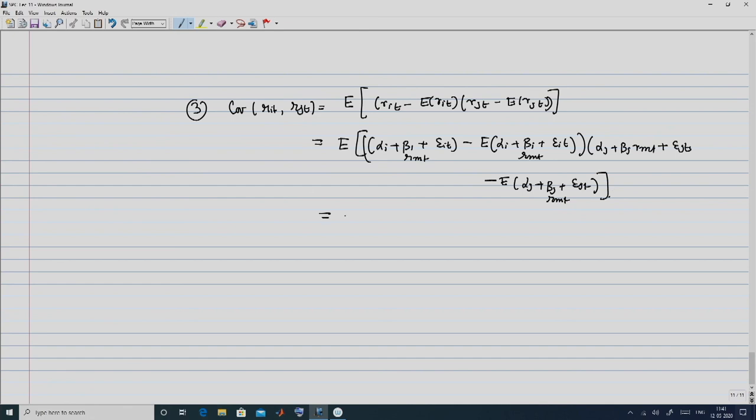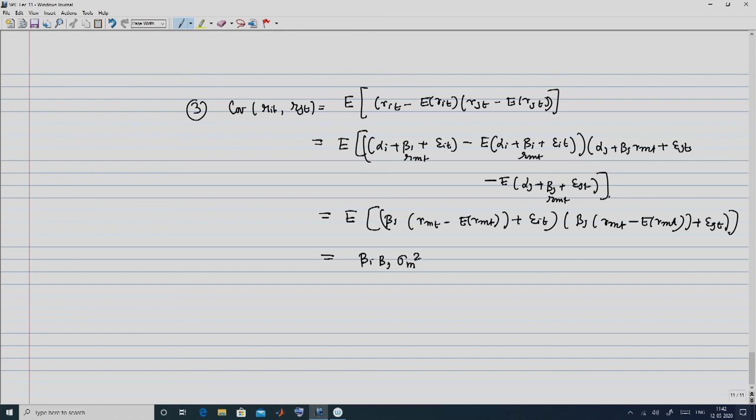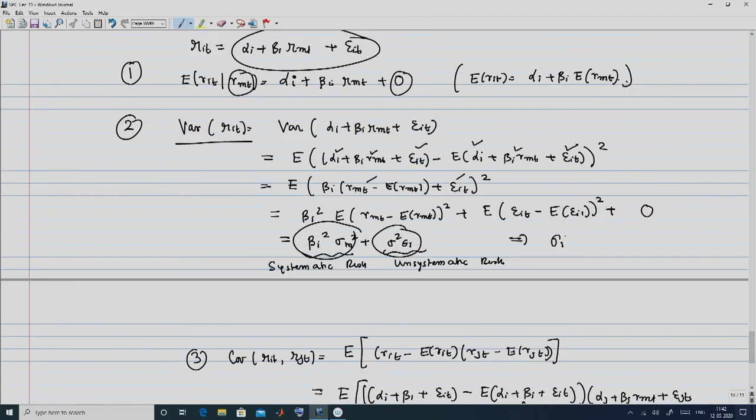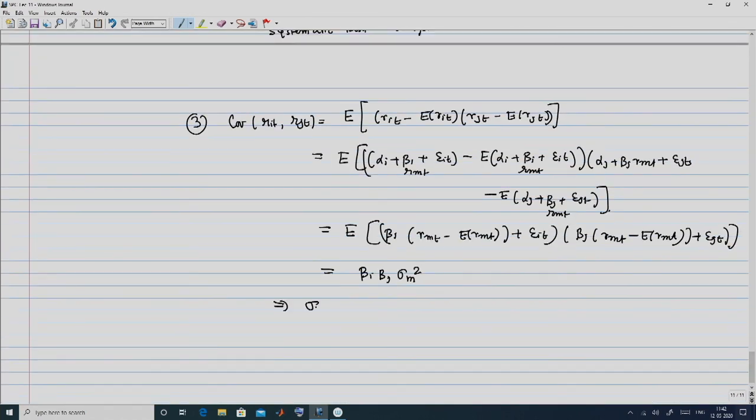So, if you cross multiply, this becomes expected value of beta I RMT minus E of RMT plus epsilon IT multiplied by beta j RMT minus E RMT plus epsilon JT, and this will simply become beta I beta J sigma M square. So, the previous case, so that means that this can be written as sigma I square. So, the variance, just to recap, sigma I square is beta I square sigma M square plus sigma square epsilon I. And the covariance can be written as sigma ij is equal to beta I beta j sigma m square.